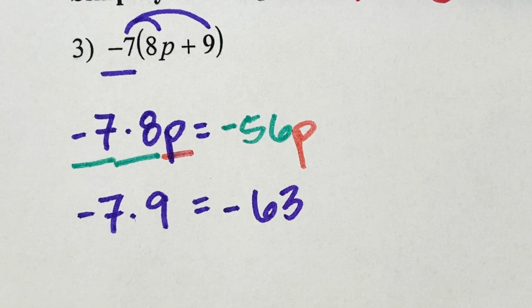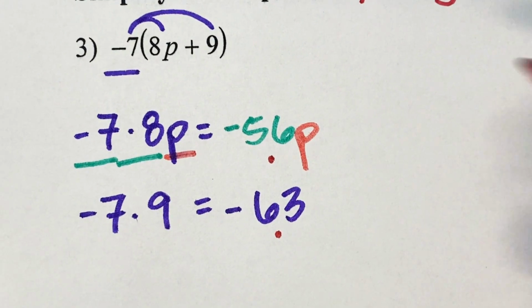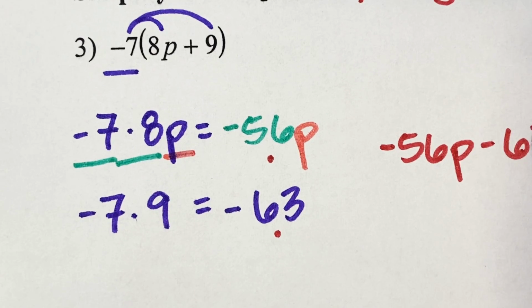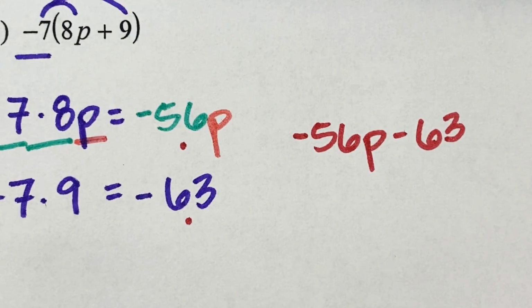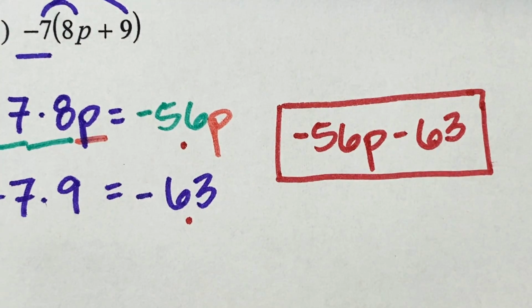Okay, so negative 63. So these guys are just pieces of the final expression. So we have negative 56p minus 63, and that is our simplified expression.